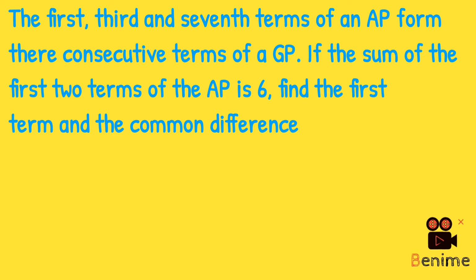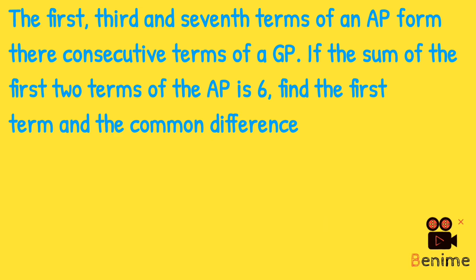They don't say whether it's the first, second, and third. It can even be the 10th, 11th, and 12th, as long as the terms are consecutive. That is, the numbers are consecutive. So for ease of calculation, like I always say, just assume it to be the first, second, and third, three consecutive terms. So they said the first, third, and seventh terms of an AP coincide with the first, second, and third terms of a GP.